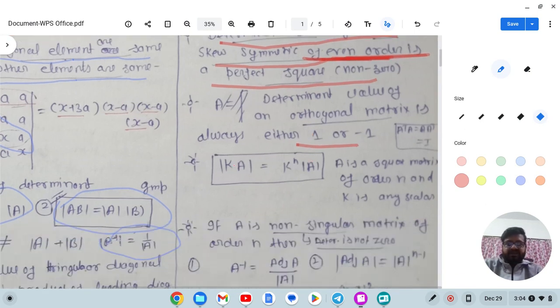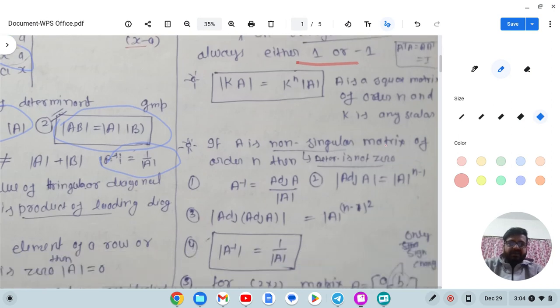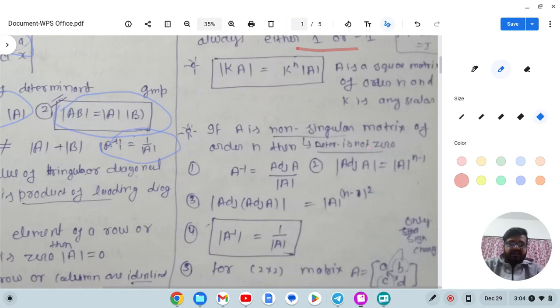If we multiply A by K, and take K out of the determinant, then it will be K to the power n, if A is a matrix of order n by n. If A is a non-singular matrix of order n, meaning the determinant is non-zero, then A inverse is going to be adjoint of A divided by determinant of A.